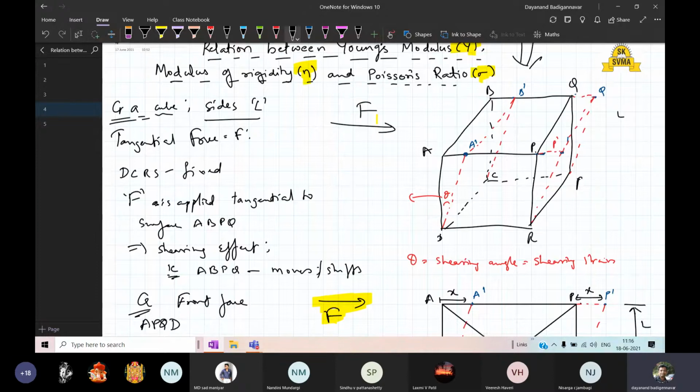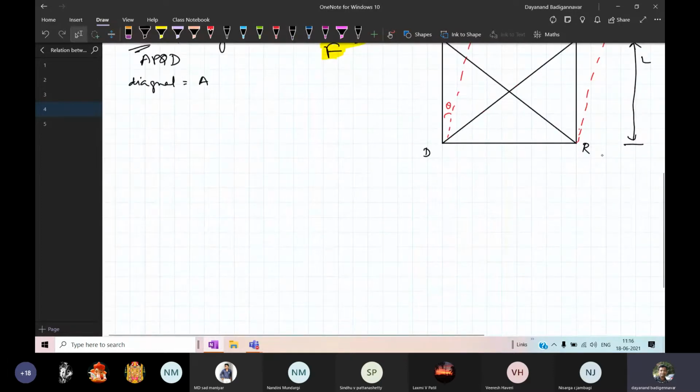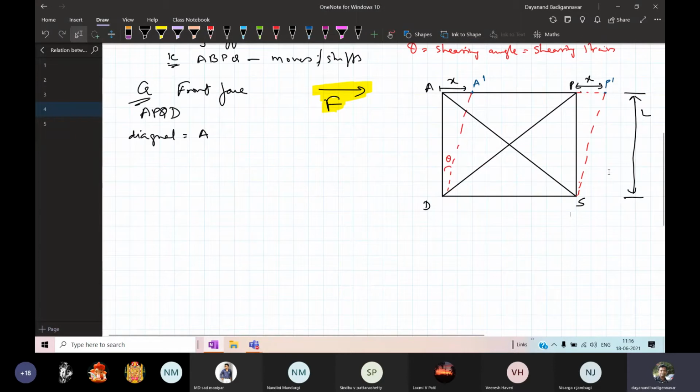A P Q R. Yes, P Q R S. Okay, so here this is actually yes. Okay, got it. So what is the top surface? It is A P S D. Okay, not Q D. It is S D.